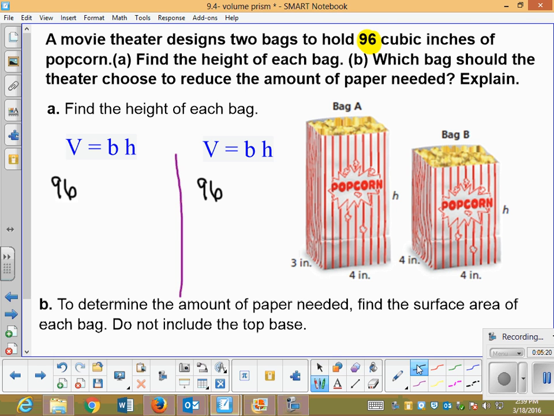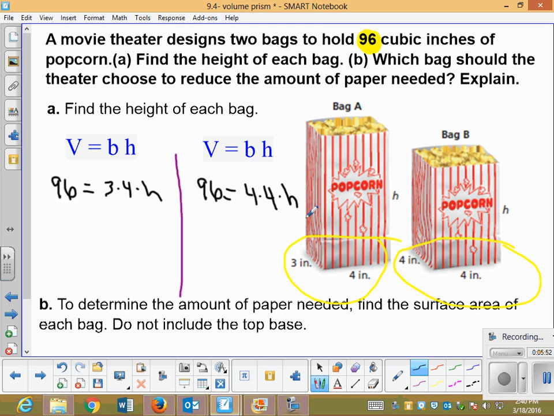For bag A, it seems like the dimensions for the base are 3 by 4. So we're going to put equals 3 by 4. And since we don't know what the H is, we just put H. Same thing over here. The smaller bag is a 4 by 4. So we're going to put 4 by 4. That represents the bottom of the base. Again, the bottom of the base here and the bottom of the base here. Okay? And since we don't know what the H is, we'll put H. So what are we solving for?